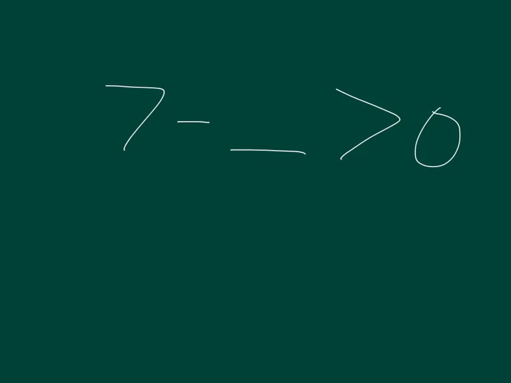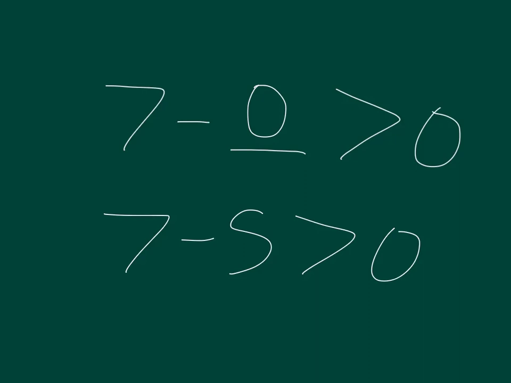Now let's try doing something greater than 0. Okay, well obviously 7 minus nothing is greater than 0. So if I put in 0 right there, I'd say 7 minus 0 is definitely greater than 0 because that's 7. 7 is greater than 0. What about if I said 7 minus 5 is greater than 0? Is that true? 7 minus 5 is 2, which is greater than 0.